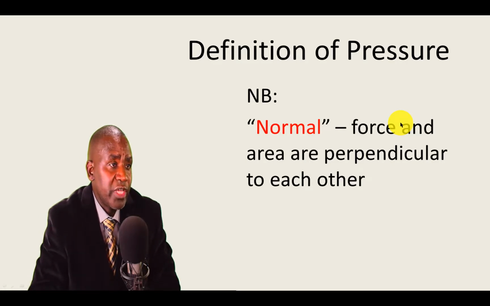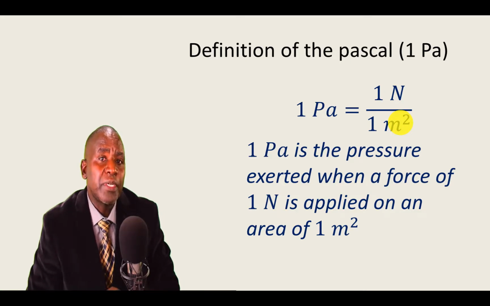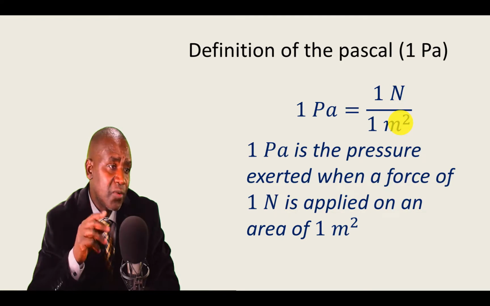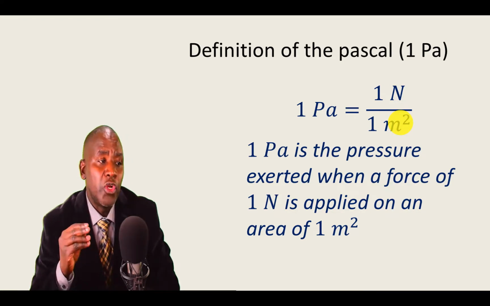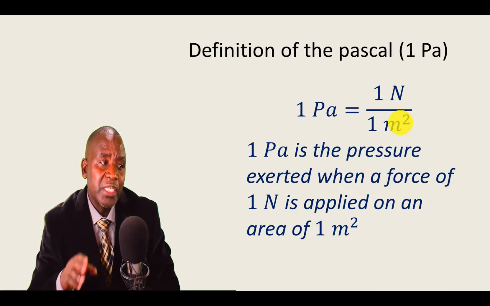So let's go straight to the definition of the Pascal, 1 Pascal. From the equation, pressure is equal to force over area, we can say 1 Pascal is equal to 1 Newton over 1 meter squared. Everything 1, 1, 1. And in words, you can say 1 Pascal is the pressure exerted when a force of 1 Newton is applied normally on an area of 1 square meter.